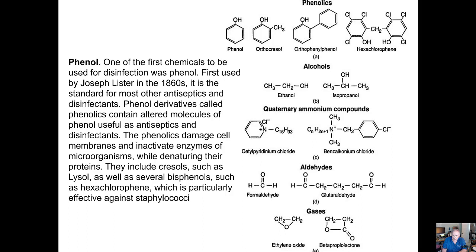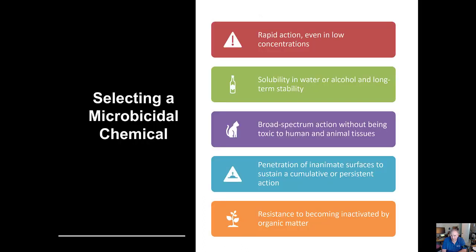One of the first chemicals to be used for disinfection was phenol, first used by Joseph Lister in the 1860s. Standard for most antiseptics. Phenol derivatives called phenolics contain altered molecules of phenol. With antiseptics, you can look at the chemical structures. I just wanted you to see what sorts of, that's a phenolic ring there with a hydroxyl group, so it's a cyclic structure. And then we have aldehydes like glutaraldehyde, formaldehyde types, and ethylene oxide. This is very reactive, and if you put a double bonded oxygen, it makes it even more reactive. And so those are common things that we use.